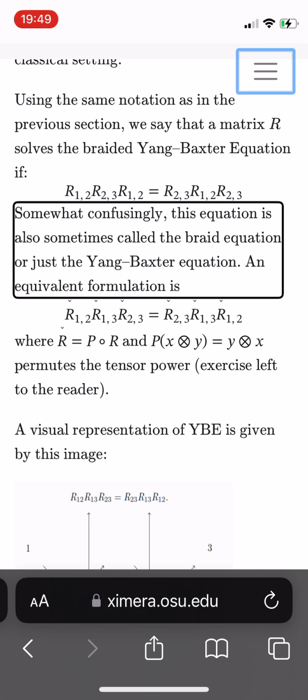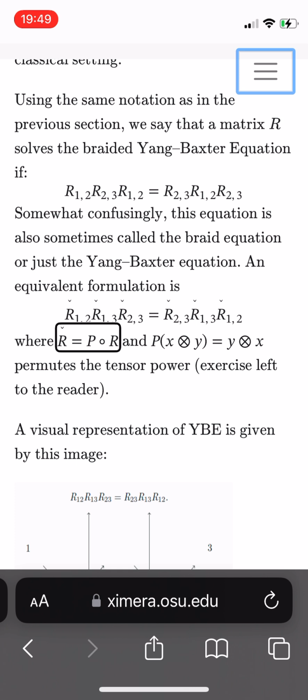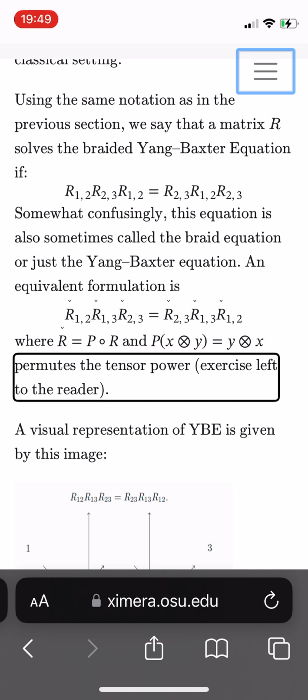An equivalent formulation is R_{1,2} R_{1,3} R_{2,3} equals R_{2,3} R_{1,3} R_{1,2}, where R-check equals P composed with R, and for terms P(X ⊗ Y) equals Y ⊗ X. The permutation P permutes the tensor power; exercise left to the reader.